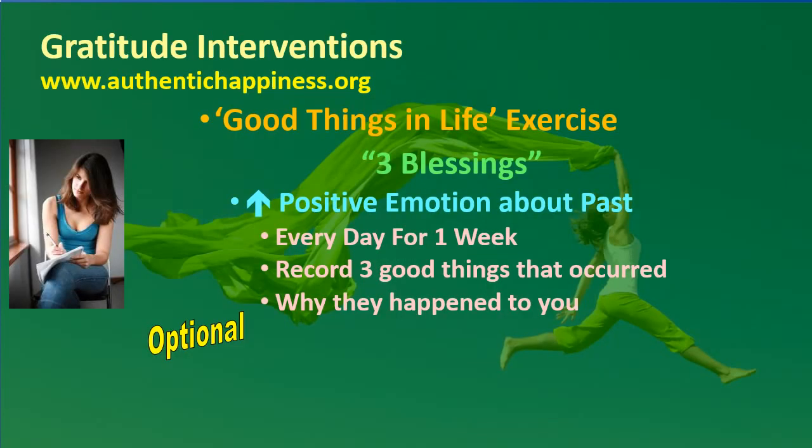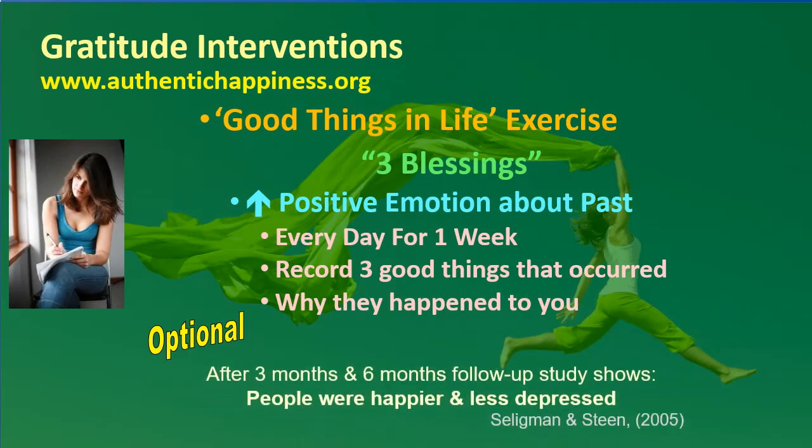There are several interventions. Now these next ones are for you to know about, but I'm not assigning them. There's one called the three blessings. It's also mentioned in your text. You think about a positive emotion in the past. Record every day for a week three good things that happened to you, and then why they happened to you. So you can do that as a diary or a journal. And studies showed that after 3 month and 6 month follow-ups, people that did this were happier and less depressed.